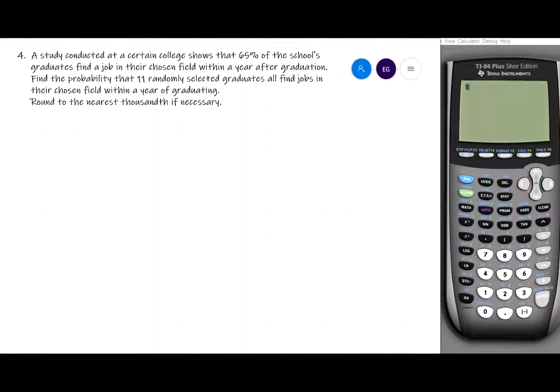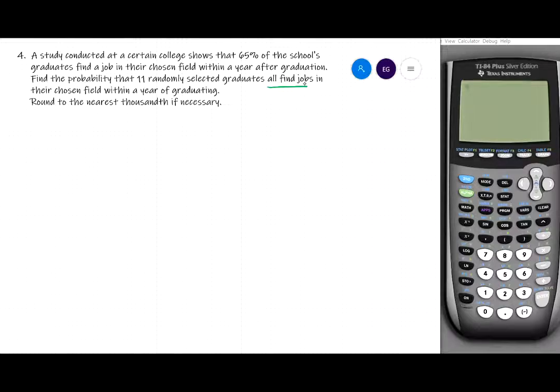Okay, a study conducted at a certain college shows that 65% of the school's graduates find a job in their chosen field within a year after graduating. We want to find the probability that if 11 students are randomly selected after graduation, all 11 find jobs in their chosen field within a year of graduating.